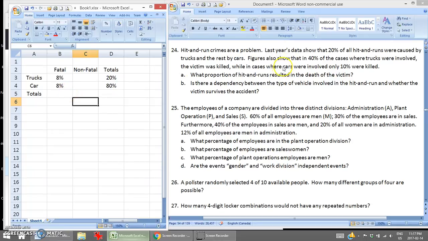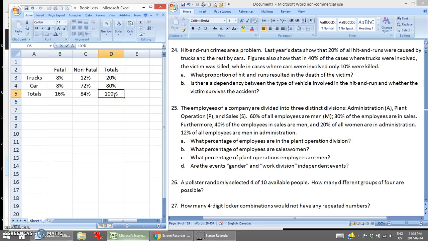That's all the data that's given in the question, but because this is just a 2x2 table, we can fill in the rest. We know that the total for trucks is 20%, so this has to be 12%. The total for cars is 80%, so this is going to be 72%. The total fatalities in all vehicle accidents is 16%. 12 and 20 and 72 is 84%. And hopefully those numbers, as well as these numbers here, add up to 100%.